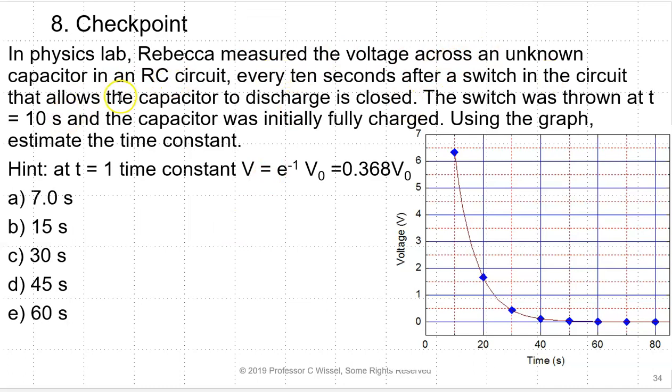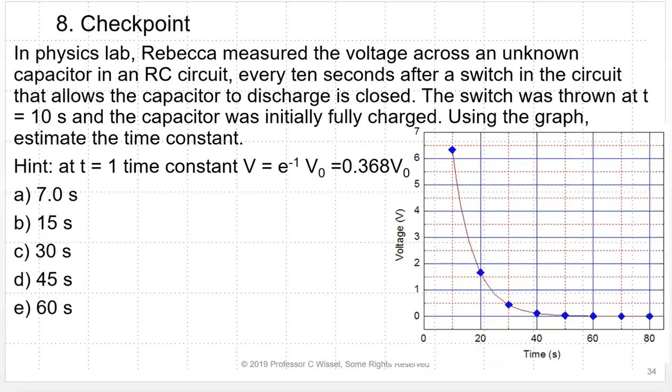In the physics lab, Rebecca measures the voltage across an unknown capacitance RC circuit every 10 seconds after the switch in the circuit that allows the capacitor to discharge is closed. If the switch is thrown at time t equals 10 seconds, and the capacitor is initially fully charged, using the graph, estimate the time constant. So here is the 10 seconds where the switch is closed. Hint: at one time constant, V equals e to the minus 1 V naught, or 0.368 V naught. So what you want to do is look at the graph and figure out what V naught is, which is about 6.4, take 0.368 times that, and then look at the graph again to find where it intersects the graph and what the time is.